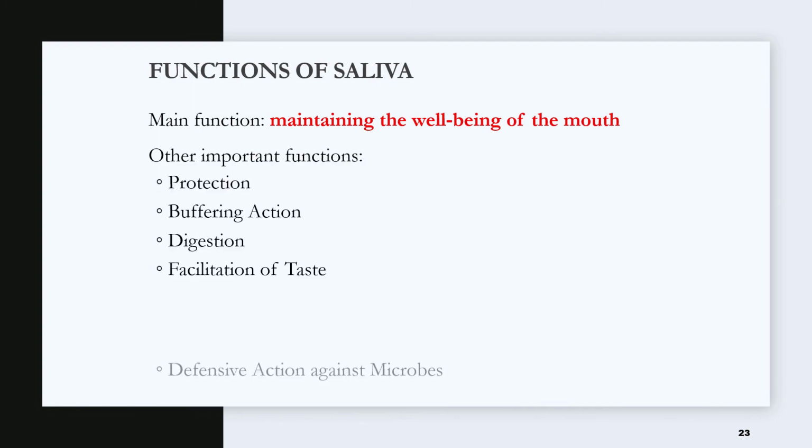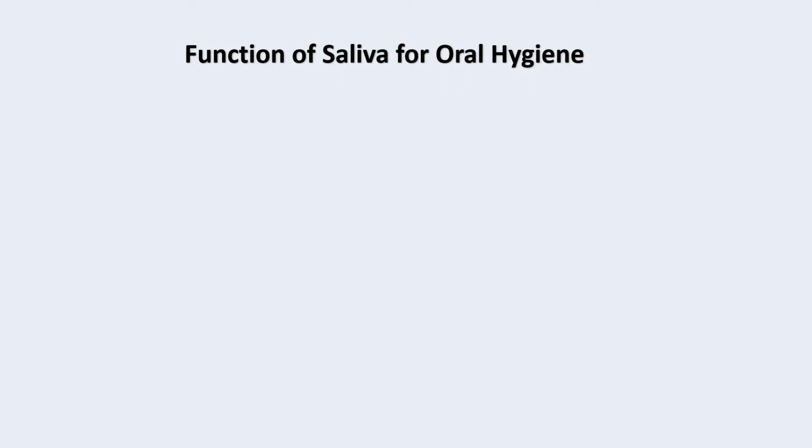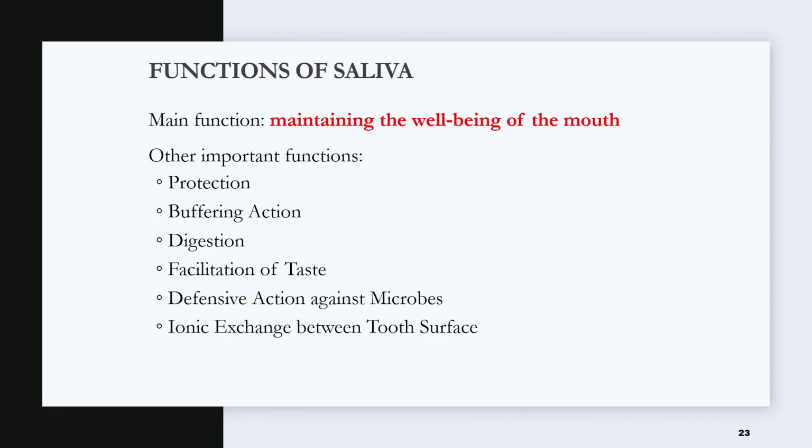Basically, here you can see the repetition of these functions because I was in a hurry. I think maintaining the well-being of the mouth, protection, of course, from the bacteria, buffering action, digestion, facilitation of taste, defensive action against the microbes, ionic exchange between the tooth and the surface. Here, what does it mean? Ionic exchange between the tooth and surface is basically the calcium exchange that can make the teeth strong.